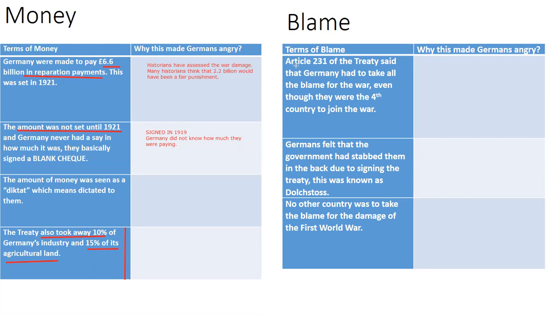Blame. Now, Germany were the fourth country to join the war, and Article 231 said that Germany had to take every aspect of blame for the war, even though it wasn't them that effectively started it. You could also argue that everyone had a part to play, but under this treaty, Germany had to accept every part of the blame. The Germans felt they'd been stabbed in the back by the government because the government had signed this treaty that was known as the Diktat. No other country was to take the blame for the damage of the First World War. So not only did Germany have to pay for the other damage, they had to pay for their own damage. It was a vicious cycle.